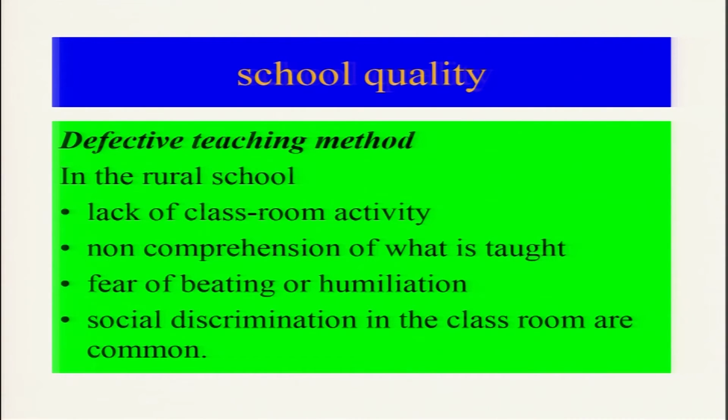Sometimes what happens is that a teacher belonging to a higher caste may not even want to touch a student coming from a lower caste. So this type of social discrimination is also there. And sometimes a group of students belonging to a higher caste group may ridicule those who belong to a lower caste group. This type of social discrimination also affects school quality.